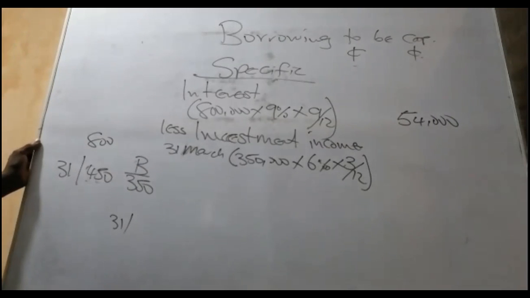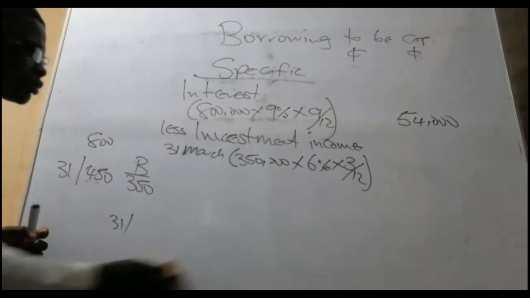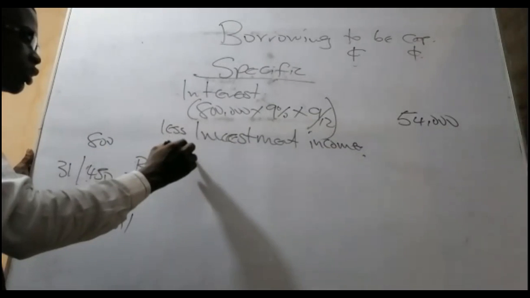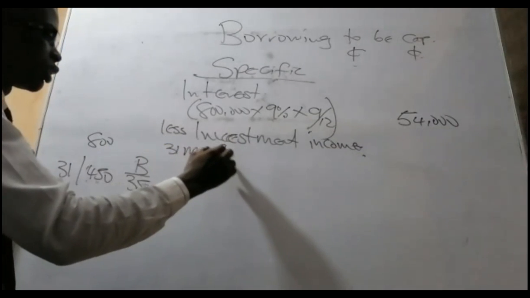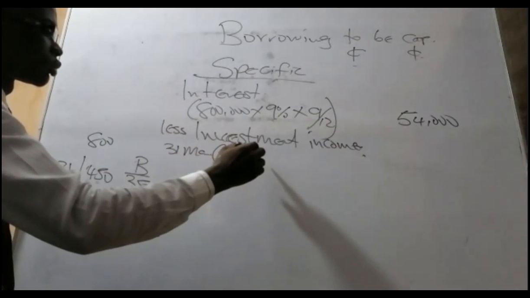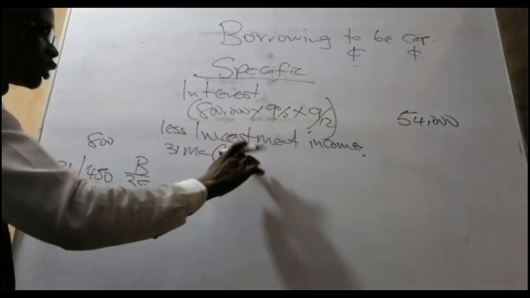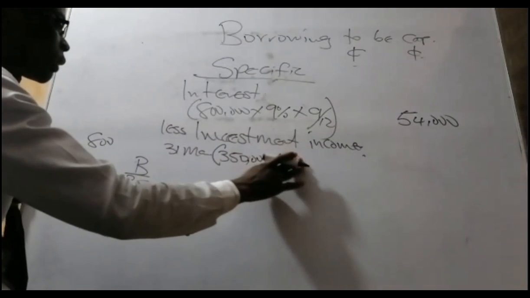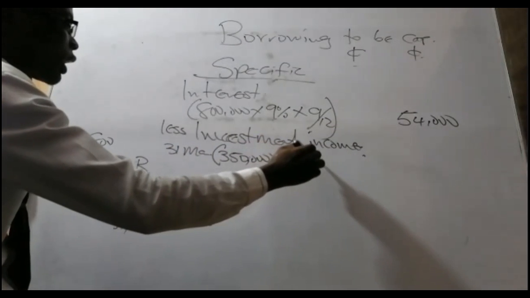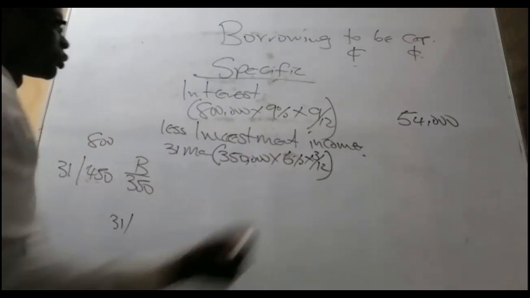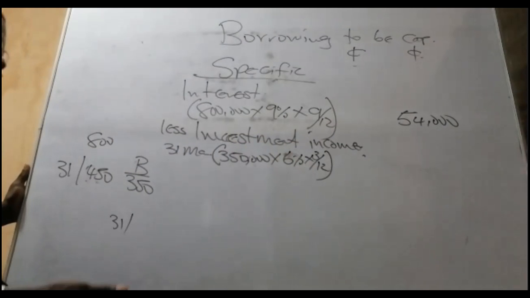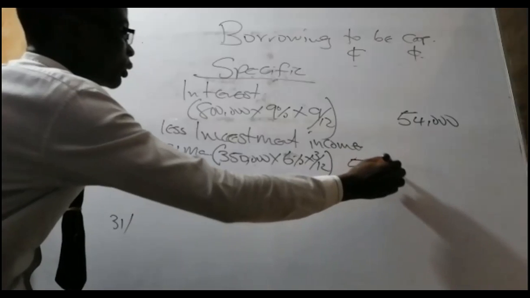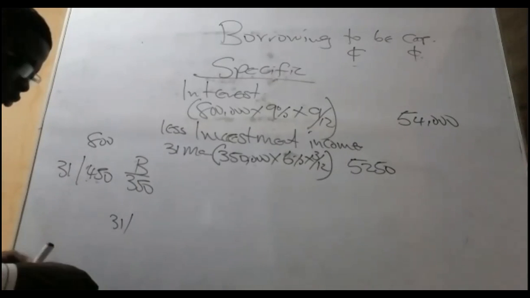Now, let me squeeze it out to go to the end. So 350 times 6% times 3 out of 12, or 1 out of 4. And that will give us 5,250. Now let's continue again.